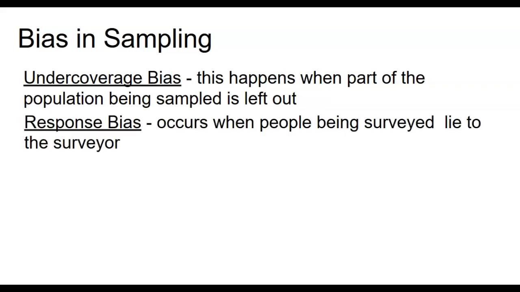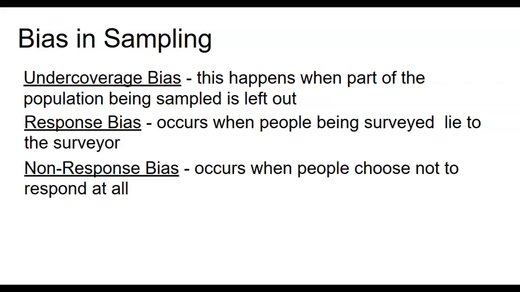Response bias. Response bias occurs when people being surveyed lie to the surveyor. This could be because they were intimidated by the surveyor or may fear consequences for their answers. What if a teacher surveyed her students by asking them in person about whether they cheated on their last test? This can often be avoided by making a survey anonymous. Non-response bias. This occurs when people choose not to respond at all. If you have ever hung up on someone calling with a phone survey, you have created an example of non-response bias.